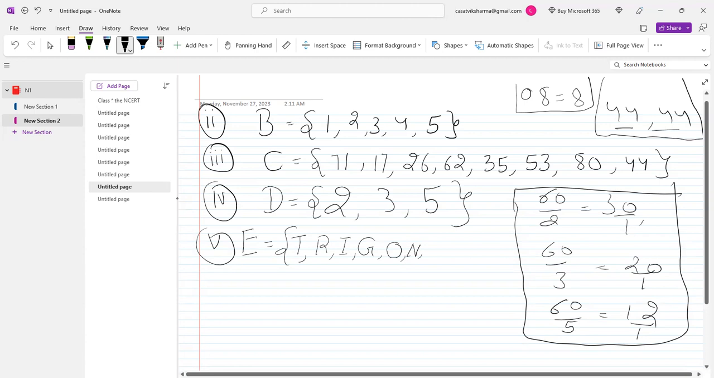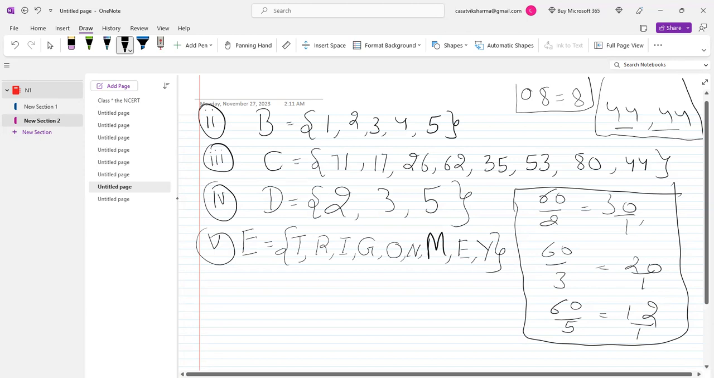How many M we have? We have only one M. E, only one E. T, R, and Y. T, R already taken. Y. T, R, I, G, O, N, M, E, Y. Trigonometry, letters represented in a roster form.